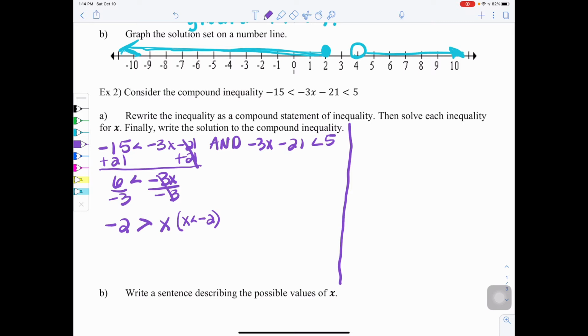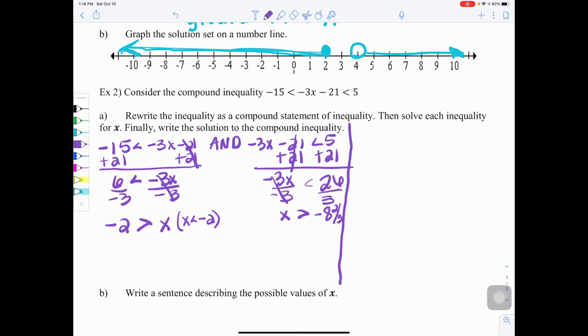Okay? Then on the other side, we're going to add 21. We get -3x, the 21 is gone, is less than 26. We're going to divide by -3 on each side. So again, we have this issue with the symbol. X is going to now be greater than negative, and we can either leave this as 26/3 or we can make it a mixed number as -8 2/3, which might be easier for you to think of when graphing.